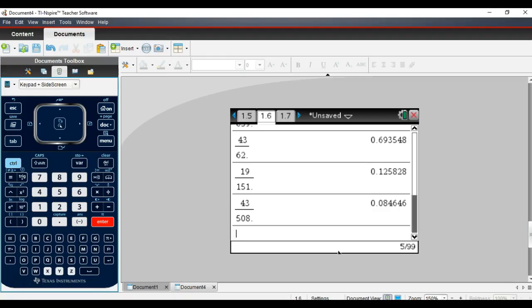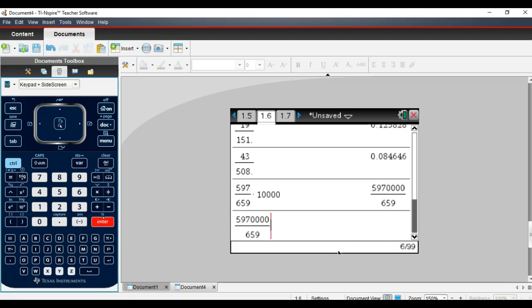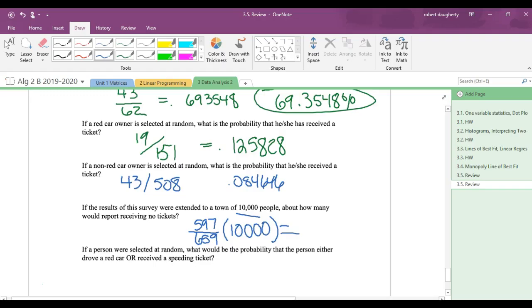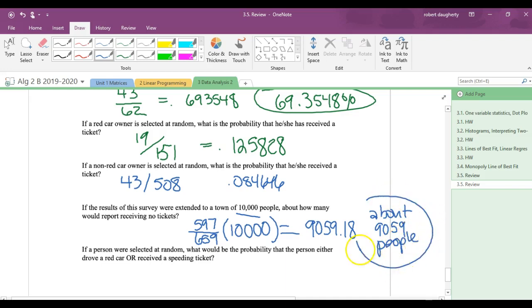So let's just see, 597 divided by 659 times 10,000 is, and let me go back and get a decimal approximation for this, 9059.18. And so here I just say it's about 9059 people. People, we don't have decimals, okay? So you got to round it to something.